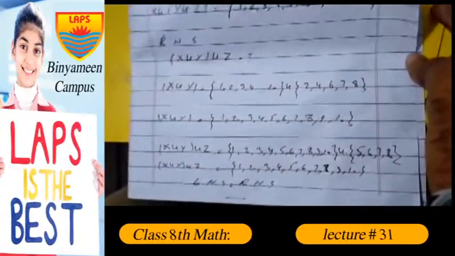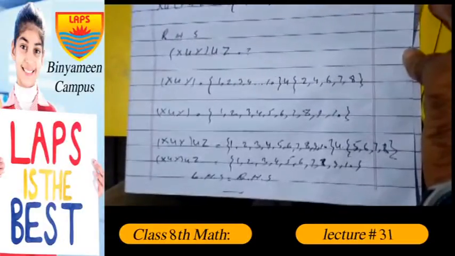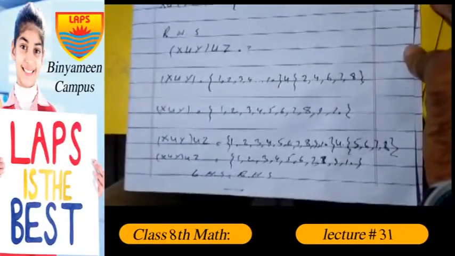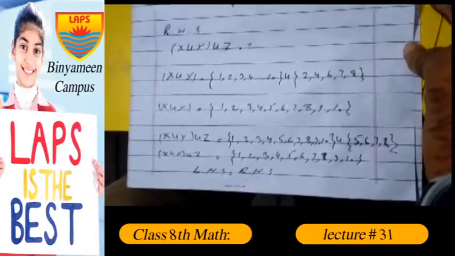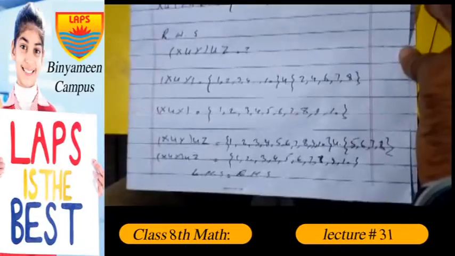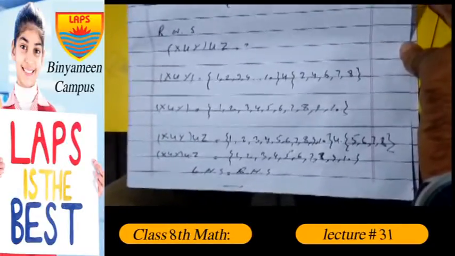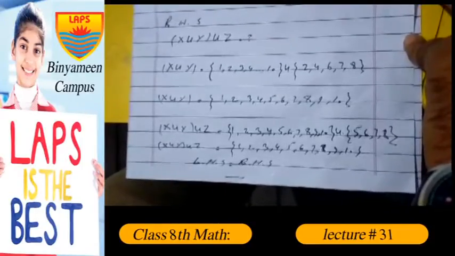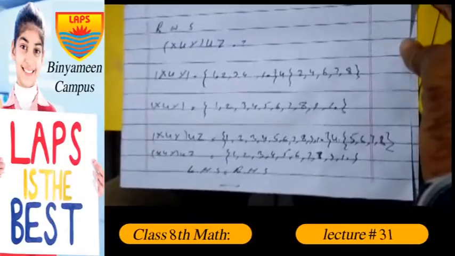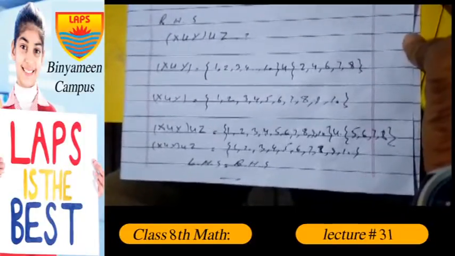Now (X union Y) union Z is equal to, first write the value of X union Y: 1, 2, 3, 4, 5, 6, 7 and 10. Then write the symbol of union. Then write the elements of set Z: 5, 6, 7, 8. Now (X union Y) union Z is equal to {1, 2, 3, 4, 5, 6, 7, 8, 9, 10}. So left hand side is equal to right hand side. Proved.